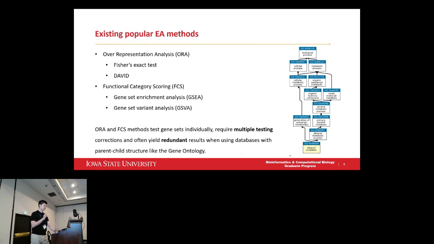But these traditional methods have the same issue, which is that they test the gene sets individually. That brings the multiple testing issue, and as a result, you probably already noticed, maybe from experience, that there are a lot of false positives, and they have to do some multiple testing corrections. Also, because they test the gene sets individually, they often yield very redundant results when you use a dataset like Gene Ontology, which has a parent-child structure. That brings some difficulty to interpretation as well.